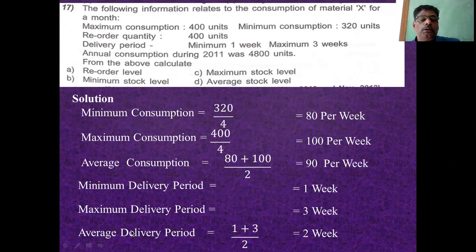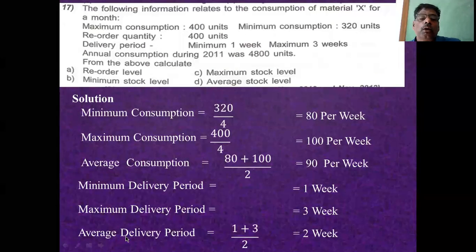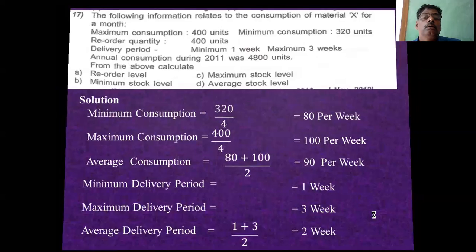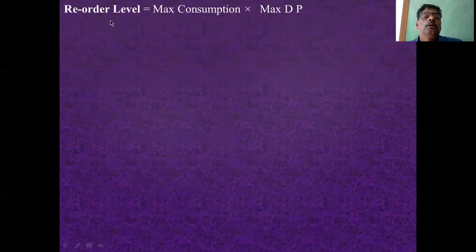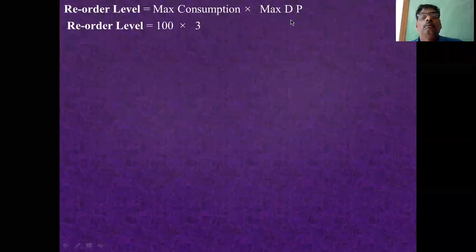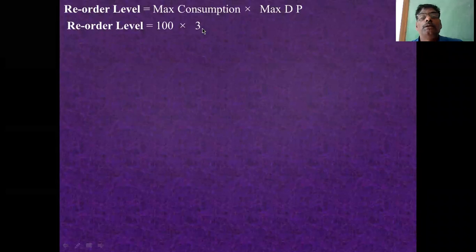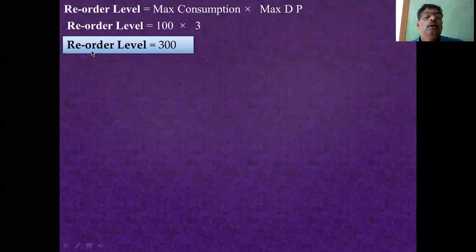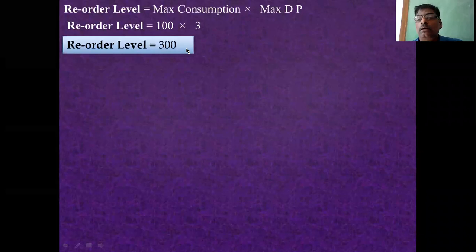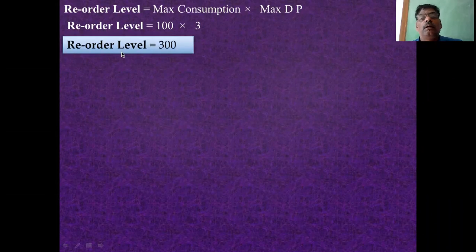Required information is collected. Now you write the equation. Reorder level is equal to maximum consumption into maximum delivery period. Maximum consumption is 100, maximum delivery period is 3. Reorder level is 300 units. It means whenever there are 300 units in your godown, you have to place the order.